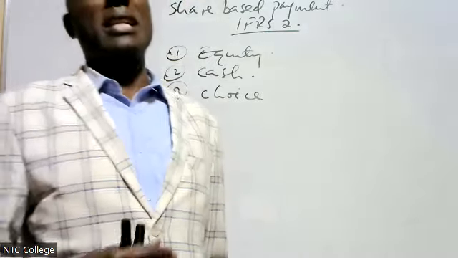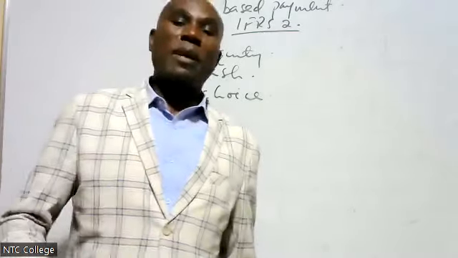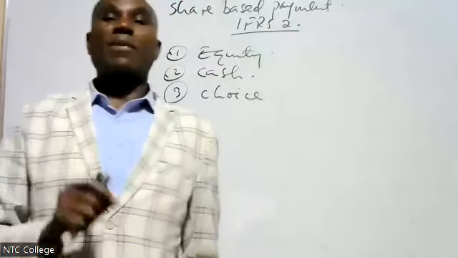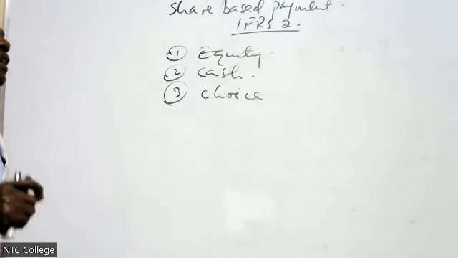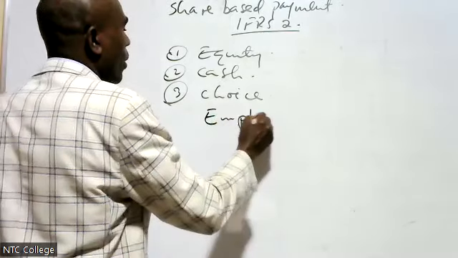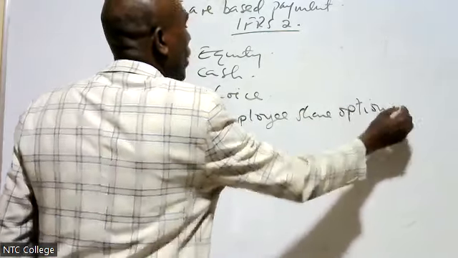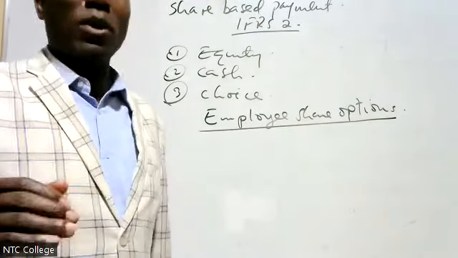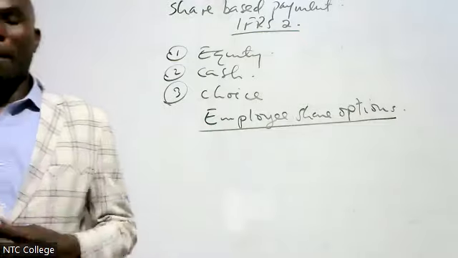Then the choice between equity and cash, this is where an entity will receive goods or service, but now the consideration will be a choice. You either choose to be paid in cash or to be paid in equity. That is choice settlement. Then we say that this share-based transaction is mostly used under employee share options, where the employees are given the rights, privileges or freedom to get the shares of the company.